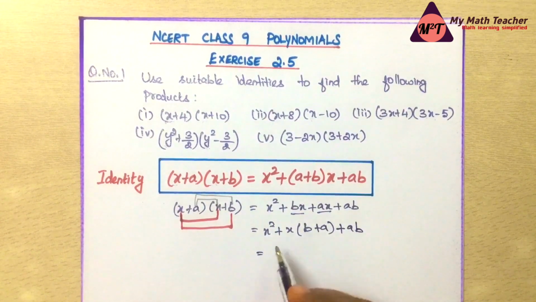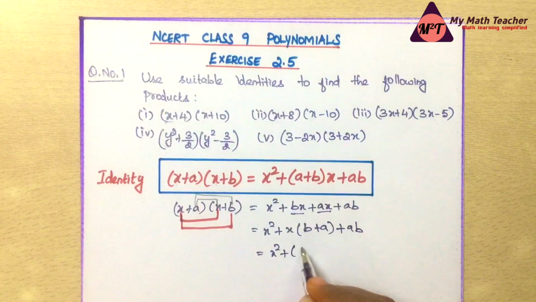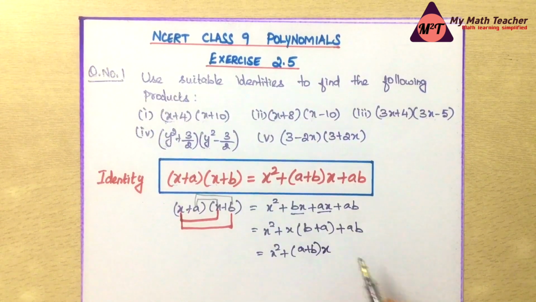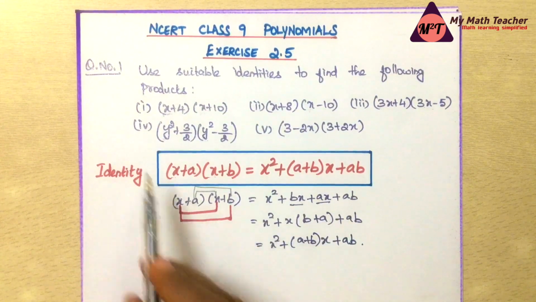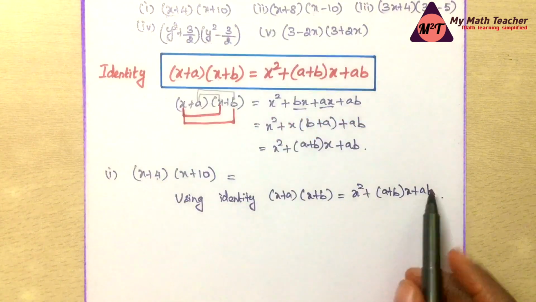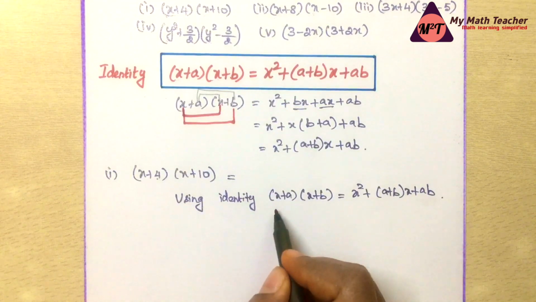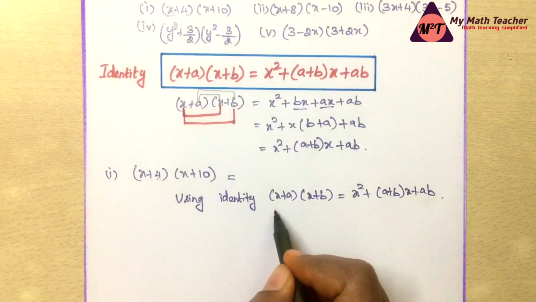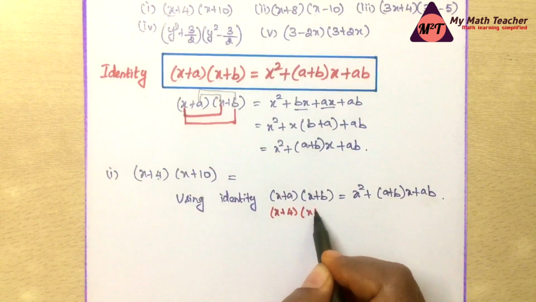Here, x square plus, I am rewriting this in a proper form, that is, instead of b plus a we can write a plus b multiplied by x plus ab. So this is the identity. Using this identity, let us solve the subdivisions one by one. I have written the identity. Now let us write the question here. Use your pencil to write the given polynomial, x plus 4 into x plus 10.